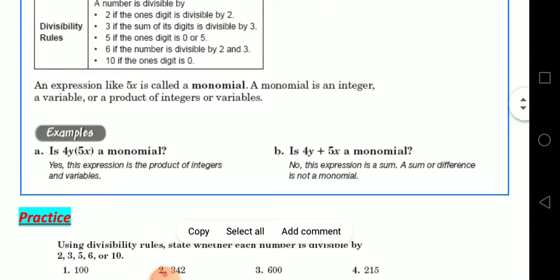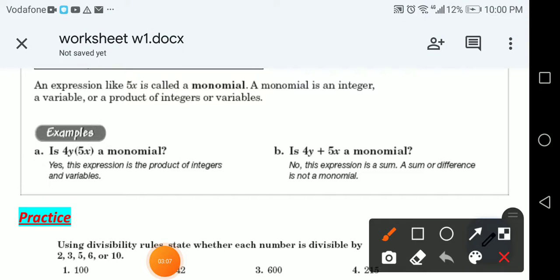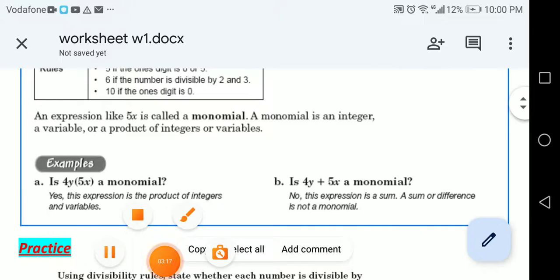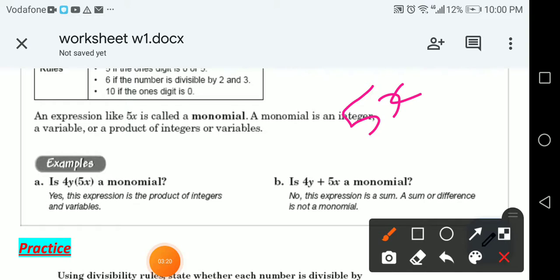An expression like 5x is called what? Let's focus together, and after that we're gonna take also the binomial, and we're gonna take the polynomial, and we're gonna be very interested in math. So what does it mean, this one? If I have here 5x, this is called a monomial. A monomial is what? It's an integer, a variable, or a product of integers and variables.